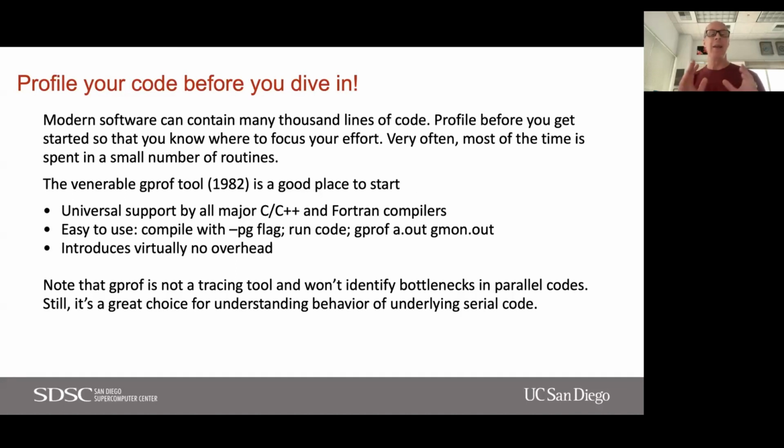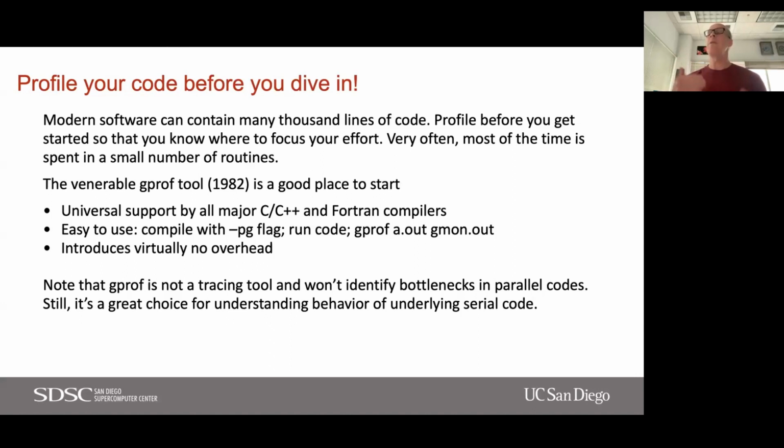But I'm going to say, when you're profiling your code, where you're trying to figure out where to focus your effort, this is a great place to begin. So first of all, there's universal support by all major C, C++, and Fortran compilers. To date, I have never encountered a C or a Fortran compiler that does not support gprof. It's easy to use. All you have to do is compile with the -pg flag, run your code. It's going to produce a gmon.out file, and then you just run gprof a.out gmon.out. And it introduces virtually no overhead.